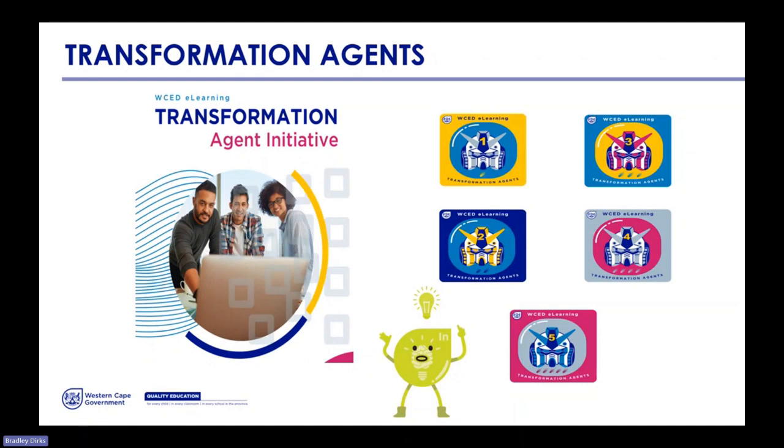You'll do a session like this, for instance, on a training session that we will assist you with once you are a transformation agent. If you have three sparks, you are then a transformation agent, and you will be used to train at different schools, and not only at your own school.